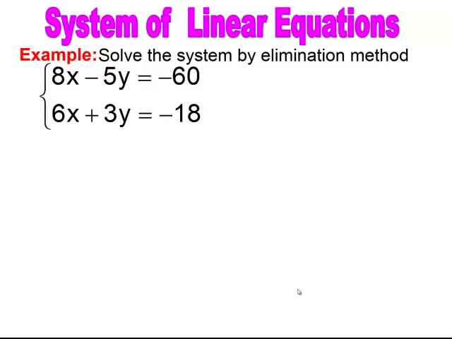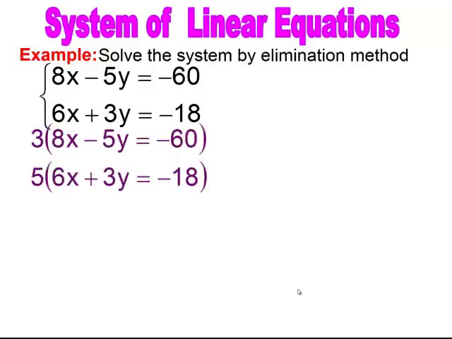Now in this case, I'm going to eliminate y first because I already have the opposite signs. So all I have to do is multiply the first equation by 3 and the second equation by 5, and I'll have the same coefficient with opposite signs. Now you don't have to do it my way. You could eliminate x first, but you're going to be multiplying one of the equations by a negative in order to do that. So I chose to eliminate y first.